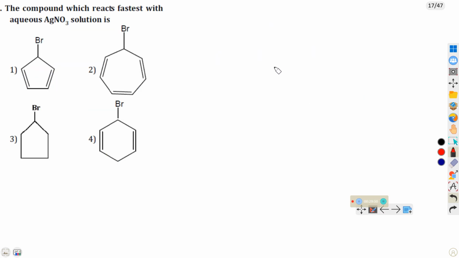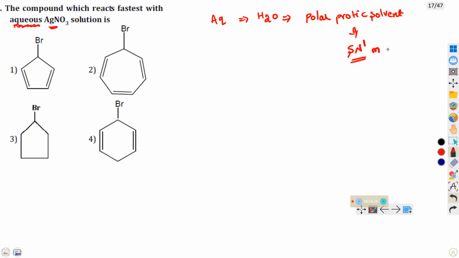Which compound reacts fastest with aqueous AgNO3? Aqueous means water is used as solvent. This is a polar protic solvent. Polar protic solvent follows SN1 mechanism.